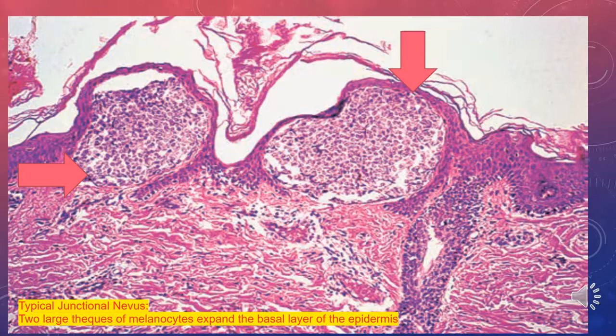When the nests of melanocytes are located at the basal area, the dermal-epidermal region of the skin, this is known as junctional nevus. If they involve the dermis only, then they are intradermal lesions, and if they involve the dermoepidermal junction and the dermis as well, they are known as compound nevus.